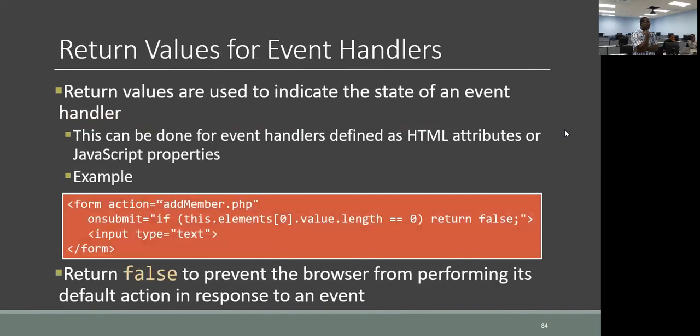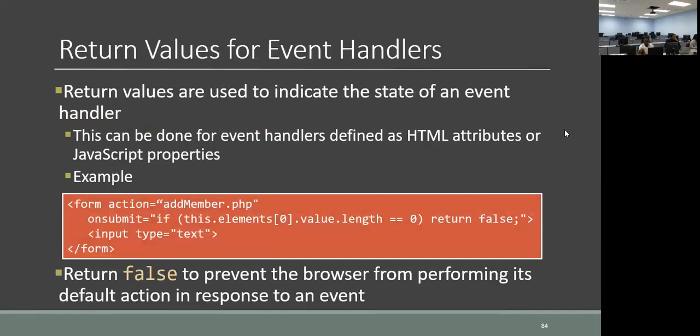If this element 0 value line. Right. So this is saying if the value of the first element, the length of this thing, is 0, that is, there's nothing in it, right? Then don't submit, because this is the onsubmit, you see? The onsubmit attribute has been defined, which is the event handler for submission. So when the person clicks the submit button, if the person has entered nothing, return false.